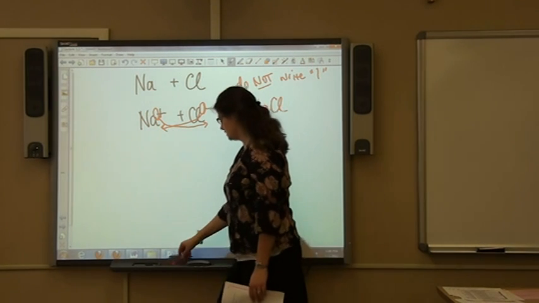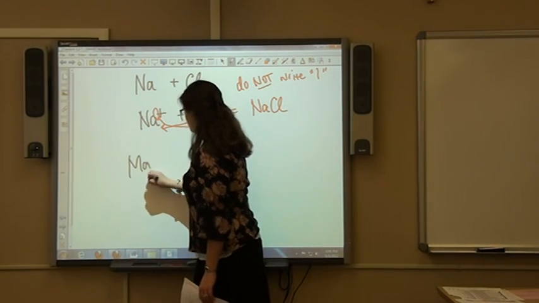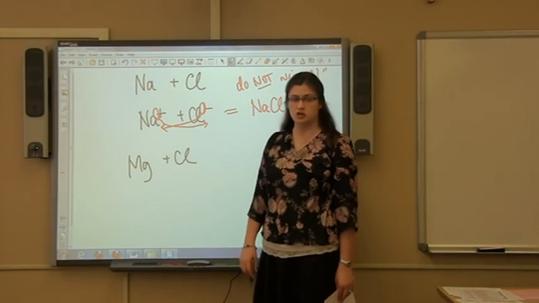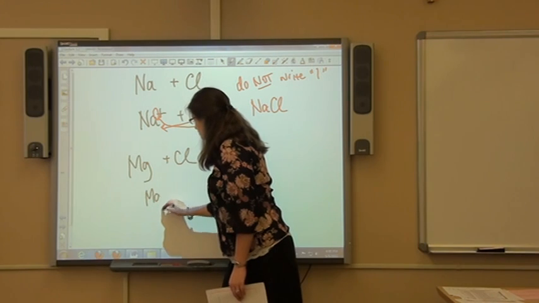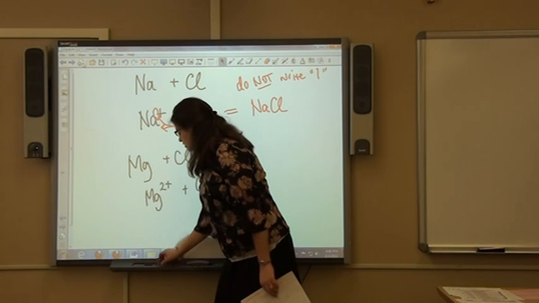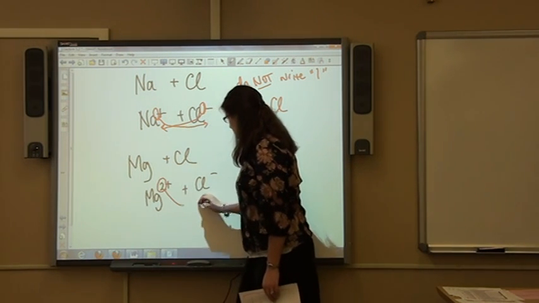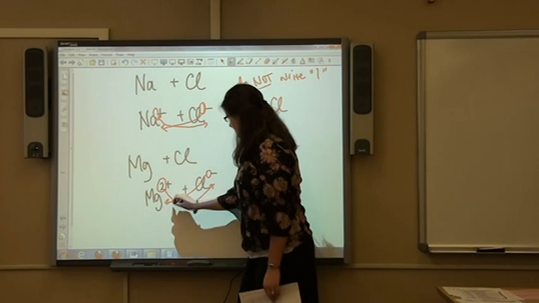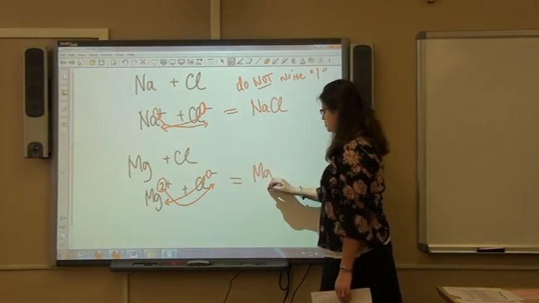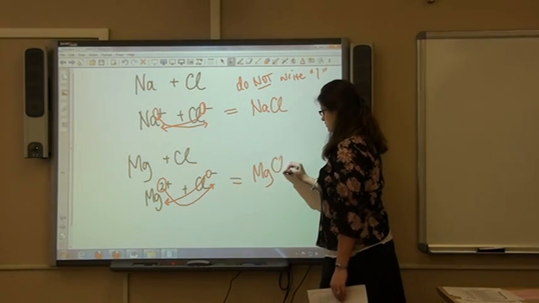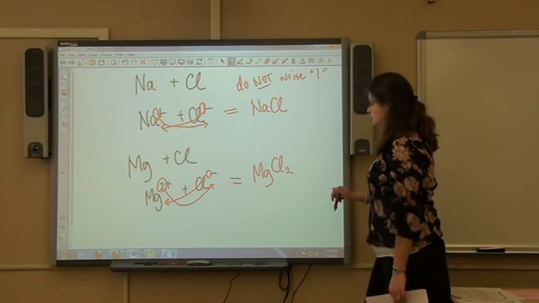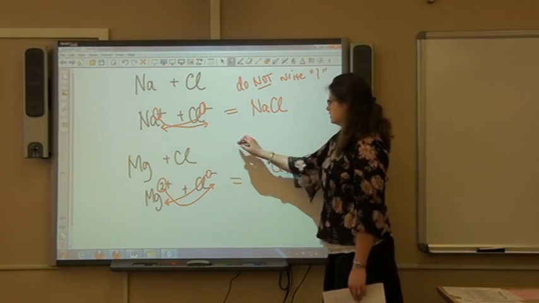Okay, let's do another example that might be a little bit more obvious. Magnesium and chlorine. Look at the periodic table and find the standard charge of magnesium. Chlorine is minus 1. Now, to make our compound formula, what we do is we swap these numbers. Remember that empty circle just means a 1. So we're going to form the compound Mg1Cl2, magnesium chloride.